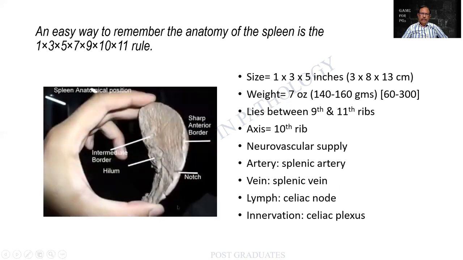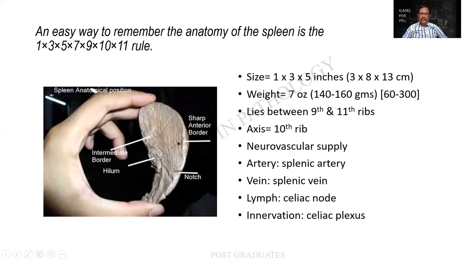A beautiful picture. Whenever there is any organ that is given to you, they will ask you to hold it in an anatomical position, and that is how it is being held. So I am able to see the upper end and the lower end, and I am finding a sharp border. There is a hilum that can be seen. If I go through the specimen, there might be notches or depressions that can be seen.